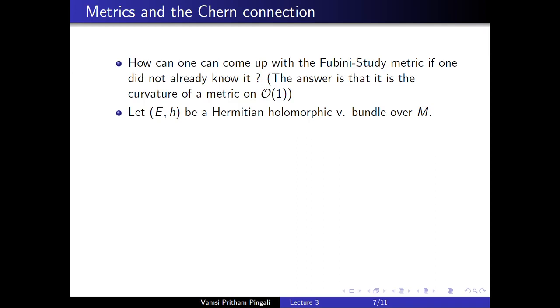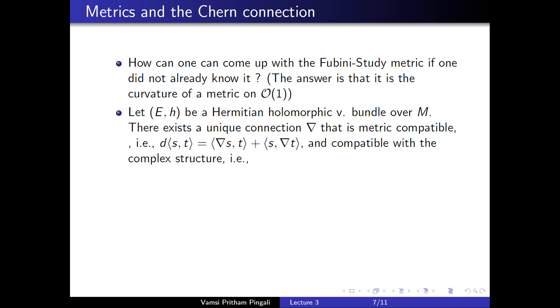All right. So if you have a holomorphic vector bundle over a complex manifold, and suppose you have a Hermitian metric on it, there exists a unique connection, a unique way to take directional derivatives, that satisfies a couple of properties. It's metric compatible, meaning just like for the Levi-Civita connection, if you take the inner product of s and t, d of that is the inner product of nabla s with t plus s with nabla t.